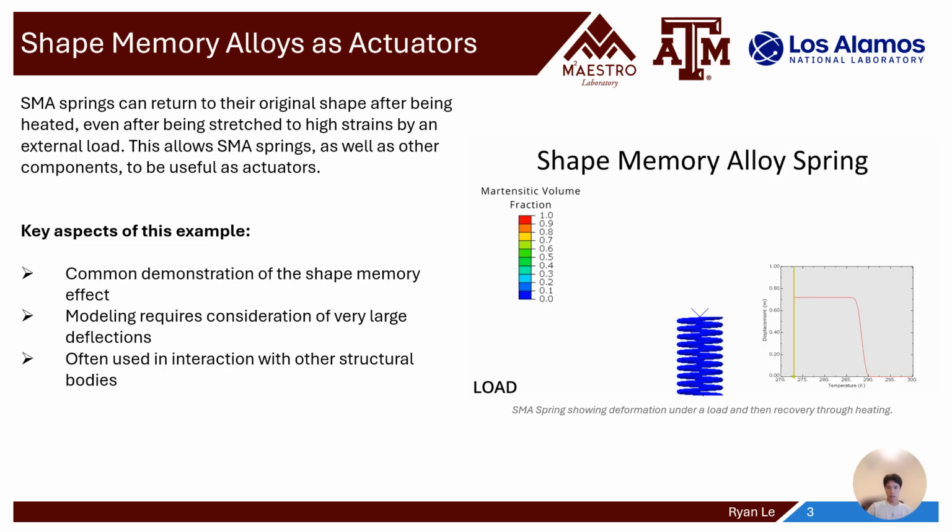The first thing we're going to be looking at is a shape memory alloy spring. So this is a really cool example because it shows us how shape memory alloys can be really useful as actuators. These SMA springs can return to the original shape after being heated, even after being stretched to high strains by an external load. So in this video, we're going to see this spring made out of shape memory alloy, nitinol, stretched by a 2000 Newton load. It's going to deform a meter, elastically recover a little bit, and then we're going to heat it, and we'll see complete recovery down to its original shape with no irrecoverable strain.